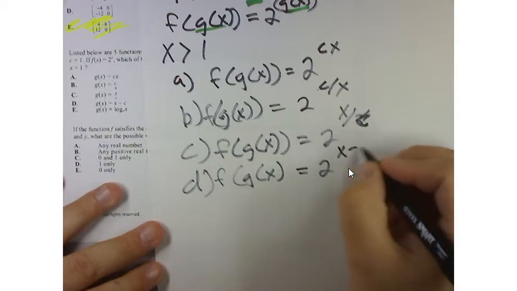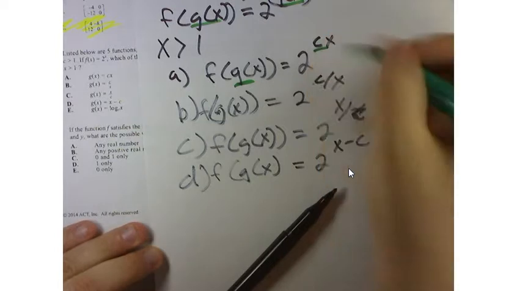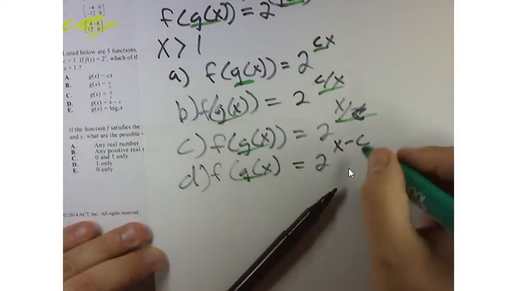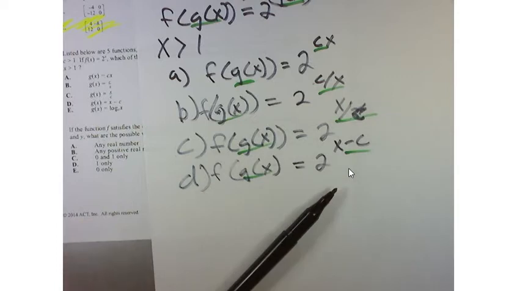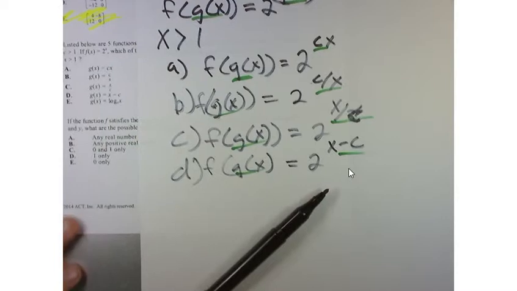and g of x was x minus c. And so all these terms, I've got g of x here, and I'm just plugging in my g of x's, 2 raised to whatever g of x is. Okay, so that's where I'm getting those from, and here's all my g of x's listed here. Let me zoom in a little bit so you guys can see them a little better.